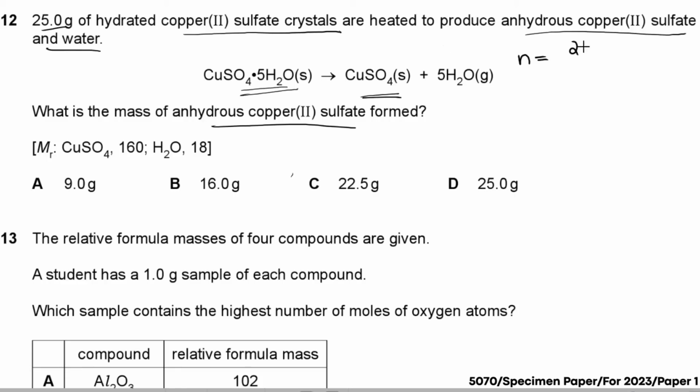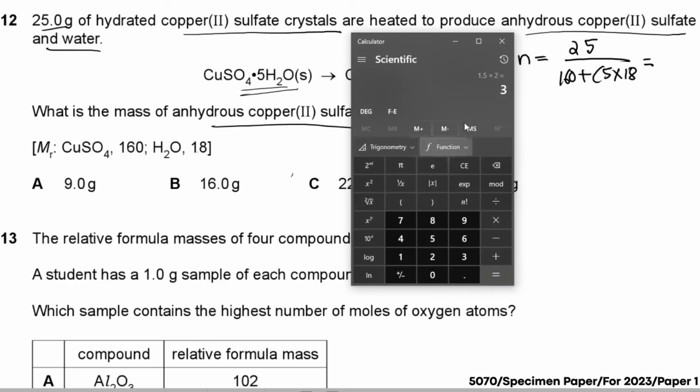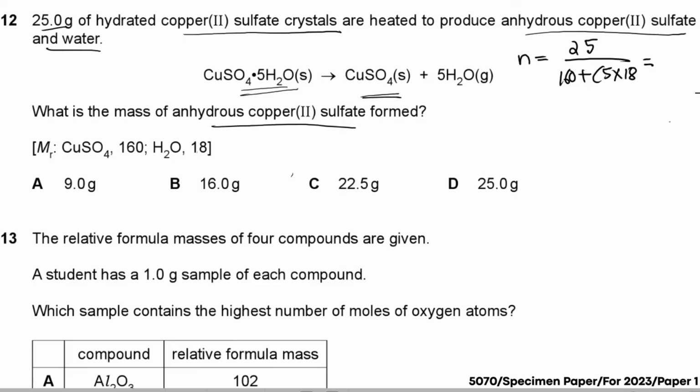So the moles is going to be mass divided by the MR. MR of copper II sulfate is 160 plus 5 times H2O, which is 18. So 5 into 18. Okay, we're just going to use the calculator. It's simply 160 plus 5 into 18, so it's 250. If it's 250, we can divide 25 by 250, which is 0.1. So 0.1. Now we're going to find the molar ratio.